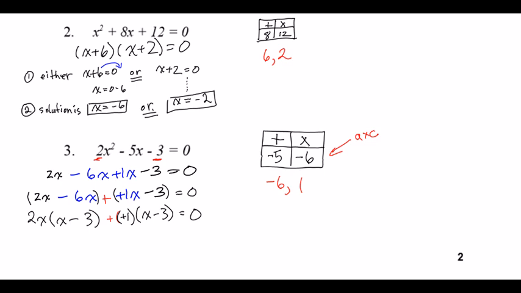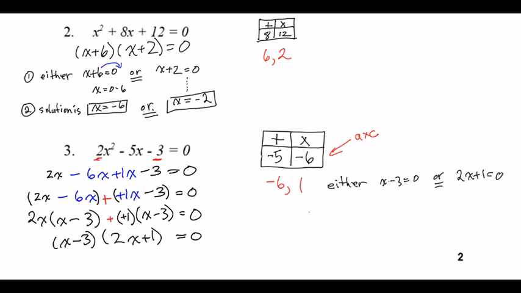And now we're near the end of our problem. So now we must factor out x minus 3 because it's common to both terms. And then we have 2x plus 1 as our final answer equals 0. Now all that's left to do is our either-or solution statements. So we have either x minus 3 equals 0 or 2x plus 1 equals 0.